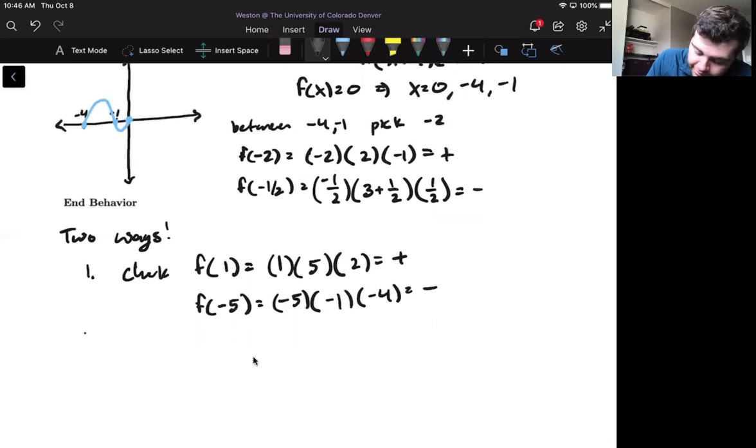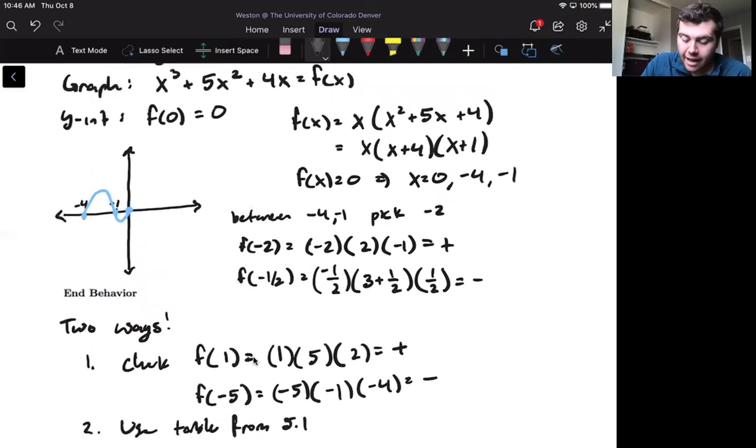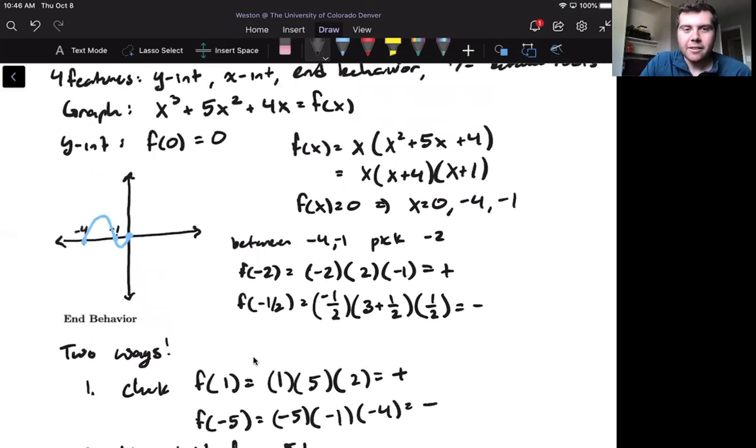The second way is to just use the table from 5.1. So we know that f of x has degree 3. So that means that the end behaviors are opposite in different directions. So if x is going to -infinity on one side, it's going to positive infinity on the other side.